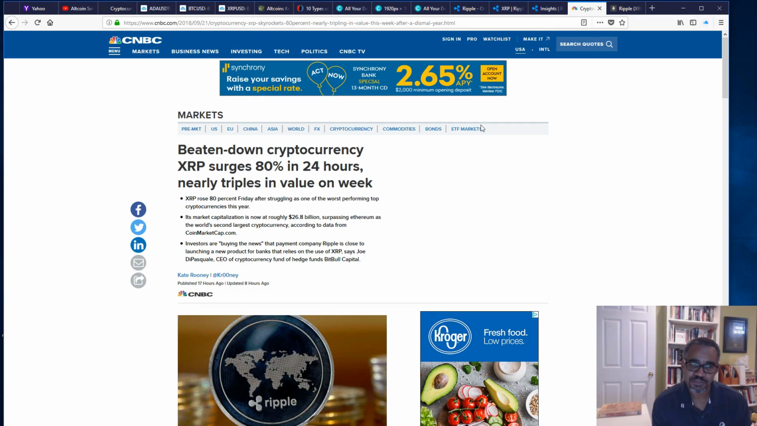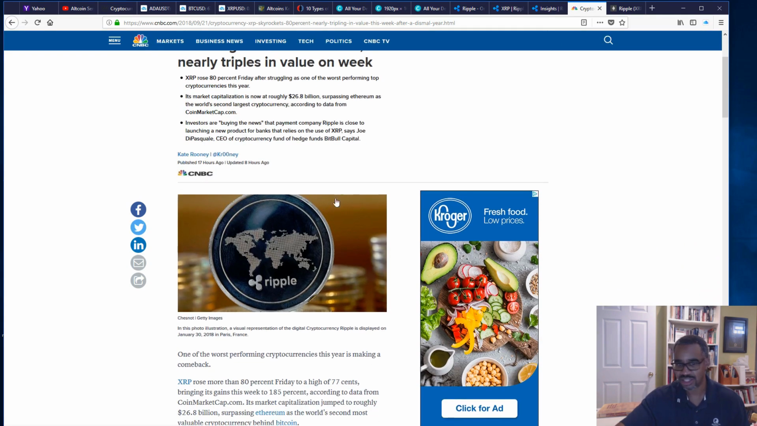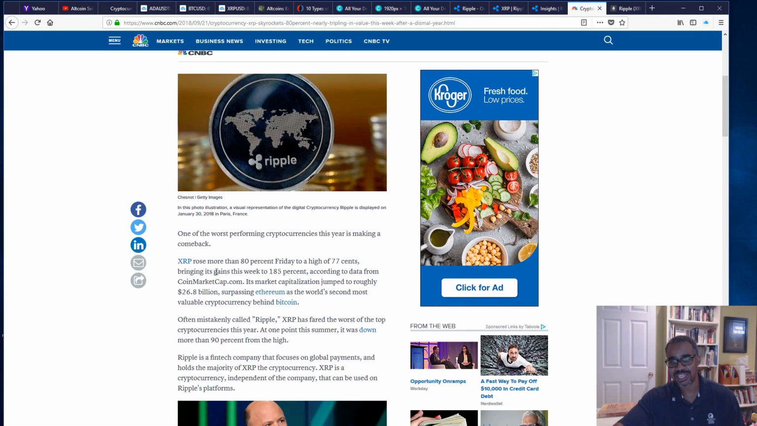Earlier today, this is an article that came out talking about beating down cryptocurrency. XRP surges 80% in 24 hours, nearly triples in value in a week, and actually in a couple of days. It really wasn't even a week. Fundamentally, this is what's going on.